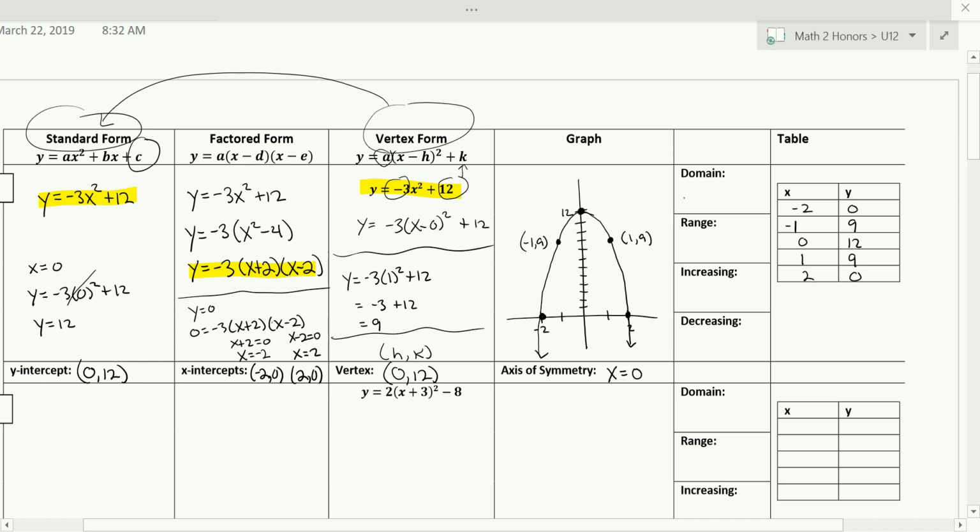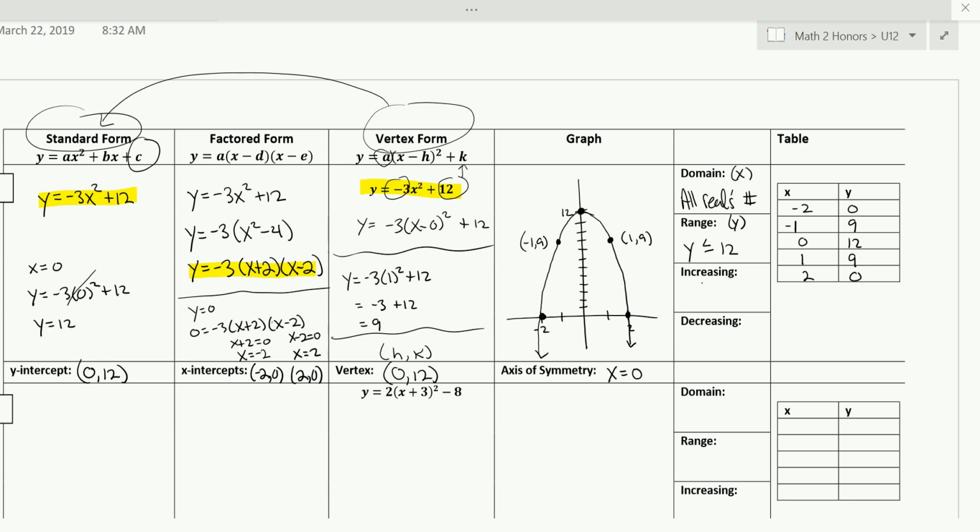And domain is going to be all real numbers. And remember, domain deals with your x values. The range is going to be all y values less than or equal to 12. Because you're looking at your y-axis and saying, okay, what's the height of my parabola? The max is 12 and everything below, right?